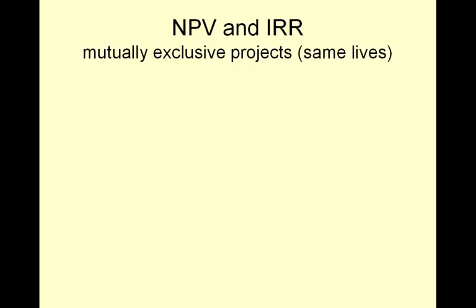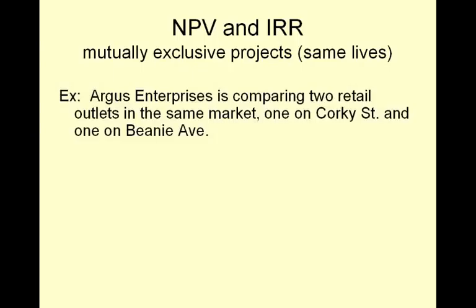Let's start with mutually exclusive projects that have the same lives or terms. And let's use an example of Argus Enterprises, which is comparing two retail outlets in the same market, one on Corky Street and one on Beanie Avenue. These investment opportunities are mutually exclusive because they're in the same market, and Argus Enterprises will be adopting only one of them, if one of them.